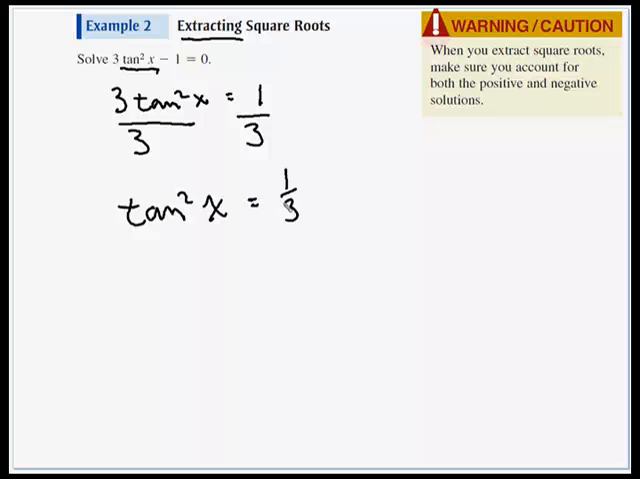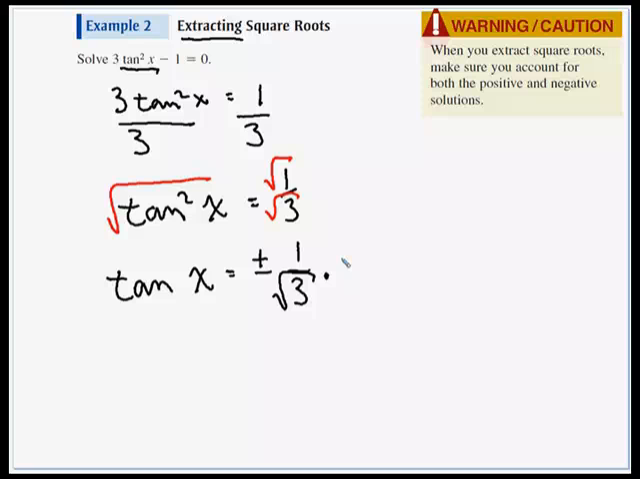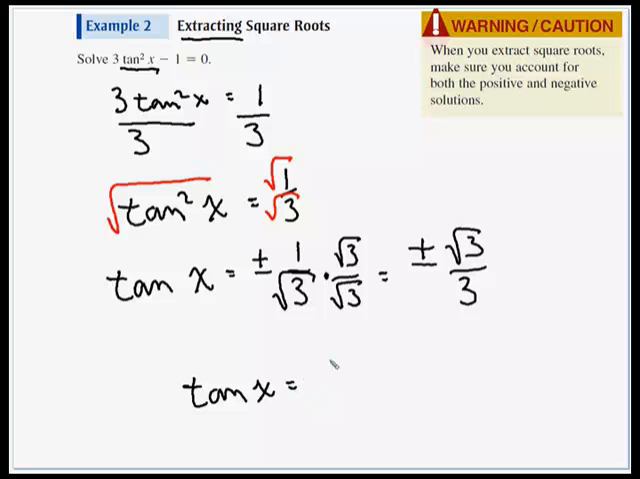And then we want to square root both sides. And I like to do numerators and denominators separately. So we're going to have the tan of x equals plus or minus, the square root of 1 is 1 over the square root of 3. And then we want to rationalize our denominator. So we'll multiply by that denominator, root 3, and we will get plus or minus the square root of 3 over 3. So let me rewrite that here. The tangent of x equals plus or minus the square root of 3 over 3.